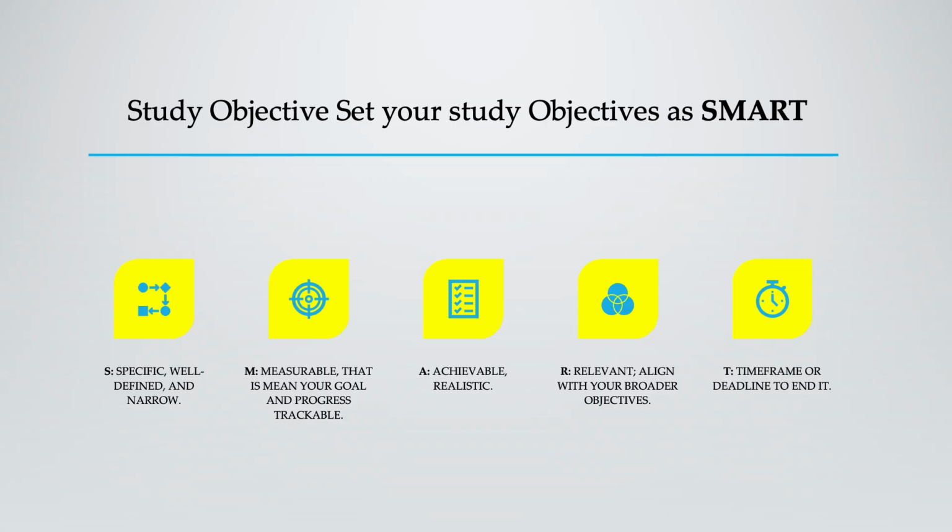While we talk about the study objectives, they should be SMART: S, specific, well defined and narrow; M, measurable, that means your goal is progressive and tractable; A, achievable, that means it's realistic, we can achieve it; R, relevant, aligned with your progress and with your research objective; T, time frame, that means we have an end and we set deadlines for our research.